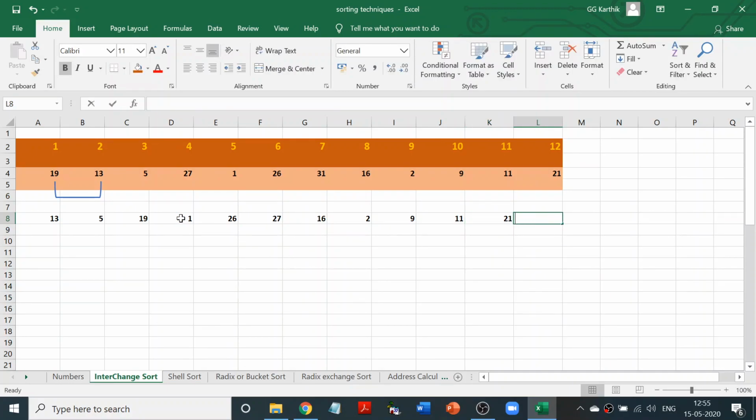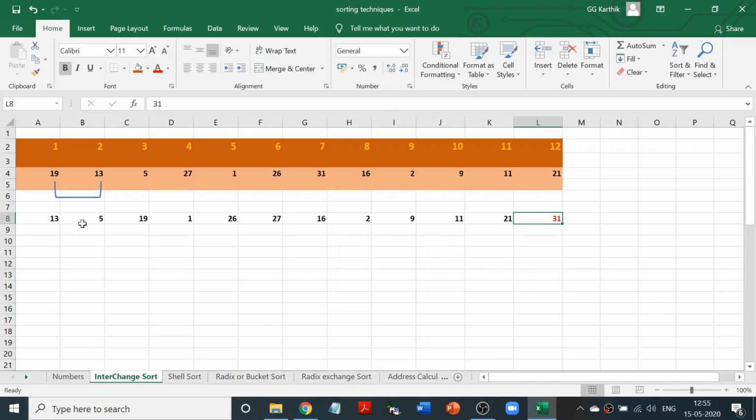21 and 31. If you observe, the first iteration is over. We have compared all the consecutive numbers from 1 to 12. This is known as your first iteration. At the end of your first iteration, you will have the largest number. This is the largest of all numbers. Similarly, the second iteration will give you the second largest, the third iteration the third largest, and so on.